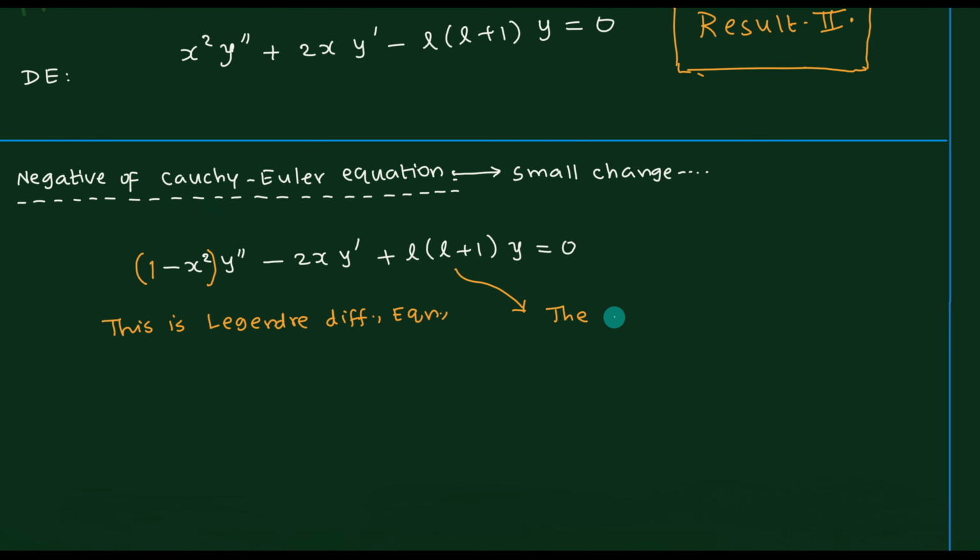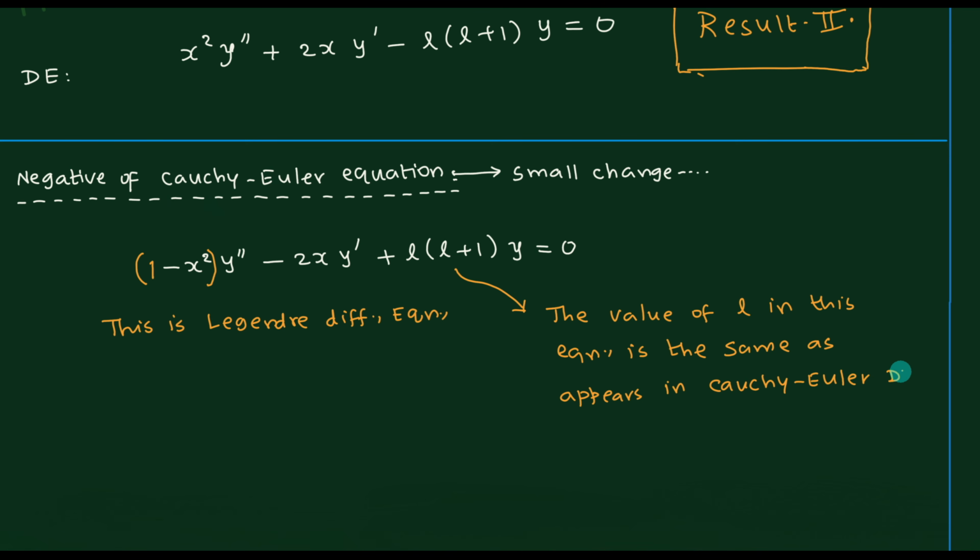I'll write down LD. Now the point is clear. Now the value of L in this particular equation: just because it is a Legendre differential equation, is the value of L a different L, or the same L? I would like to clarify that it is the same number, the same L that appears in the Cauchy equation. So it is another equation with the same number. That is a point to be noted.